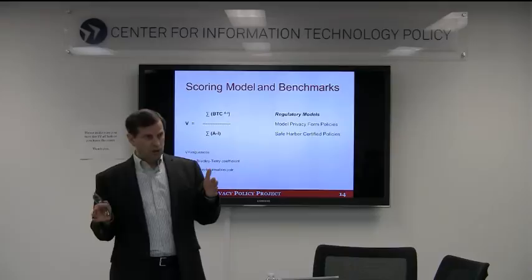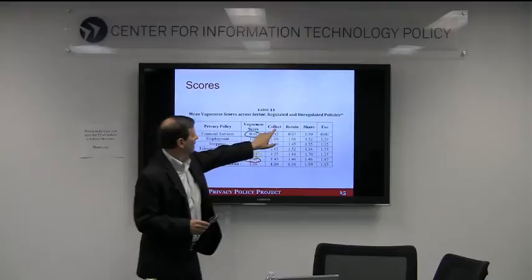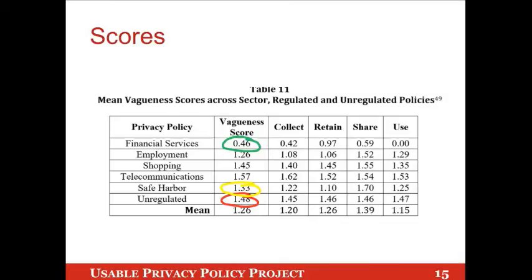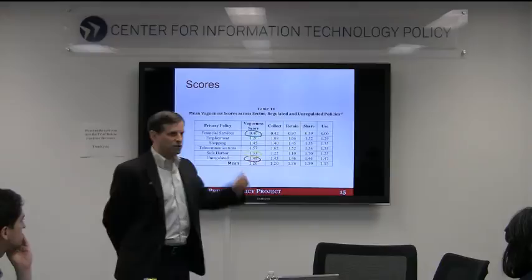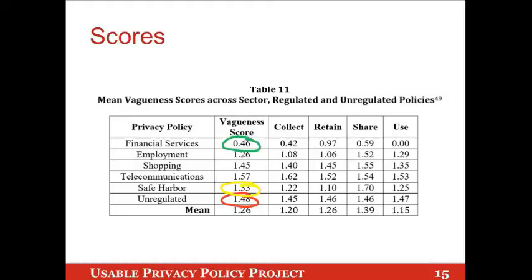So we calculated the scores using that algorithm, and we calculated them for the overall vagueness and then for each of these four attributes: collection, retention, sharing, and use. Lo and behold, the financial services score is the lowest. The mean was 0.46. The unregulateds were 1.48. The difference statistically means these policies are three times vaguer than these, because with the way the Bradley-Terry coefficient shows the drag. The safe harbor policies were 1.33, only slightly better than the unregulateds. Far off from what the financial services were. The telecommunications ones were the worst, at 1.57.